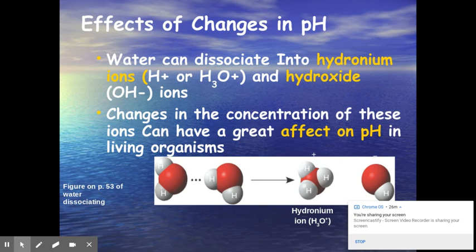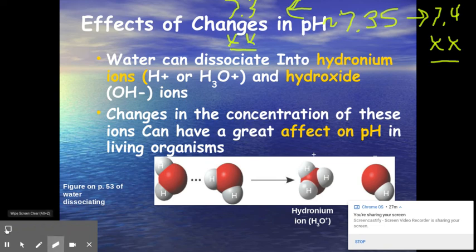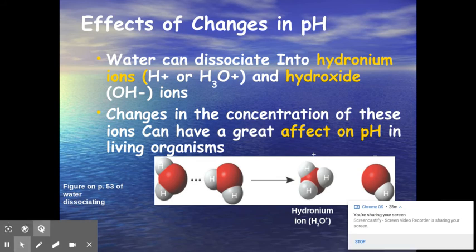Let me give you an example of that. In humans, your blood maintains a pH of about 7.35. Your body needs to be able to keep it in that range. If it gets to 7.4, you're dead. If it gets to 7.3, again, you're dead. So your body has to maintain that narrow range for homeostasis, and water helps that to happen. So again, its importance to life: water can neutralize both acids and bases, and it's important because pH change can have huge impacts on living organisms and their homeostasis.